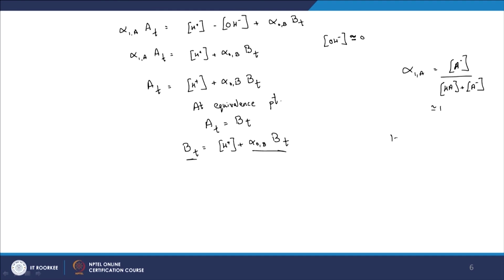Again, it is going to be 1 minus alpha naught of B, and that we know is again going to be equal to alpha 1 of B, right. So what are we going to have here? Alpha 1 of B into B total is equal to the concentration of H plus. So obviously we need to simplify this further, right.